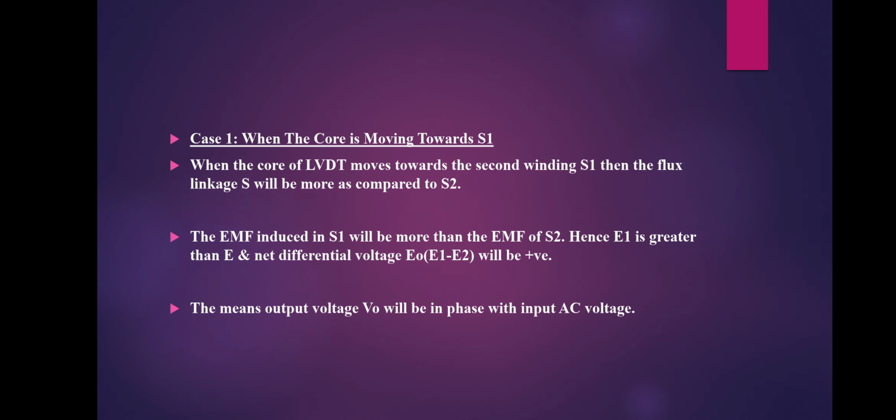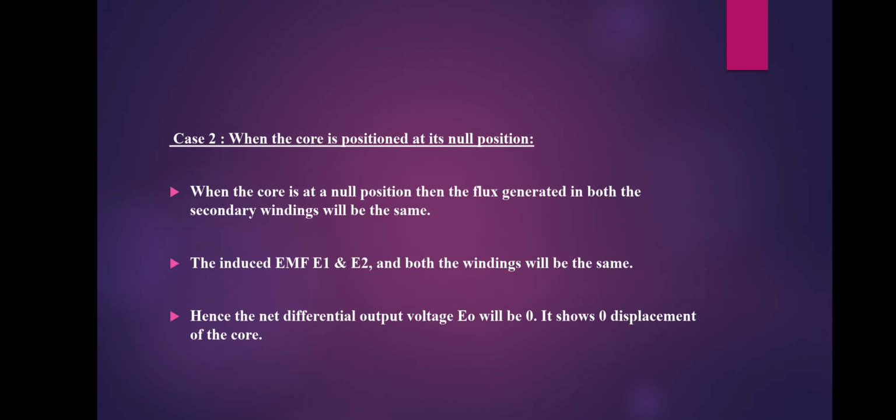In case 1, when the core is moving towards secondary winding S1, then the flux linkage with S1 will be more as compared to S2. The EMF induced in S1 will be more than the EMF of S2. Hence, E1 is greater than E2 and the differential voltage E0 = E1 - E2 will be positive. The output voltage E0 will be in phase with the input AC voltage.